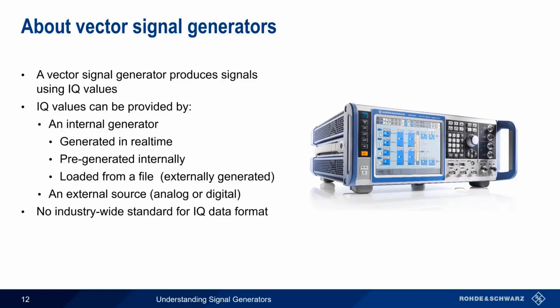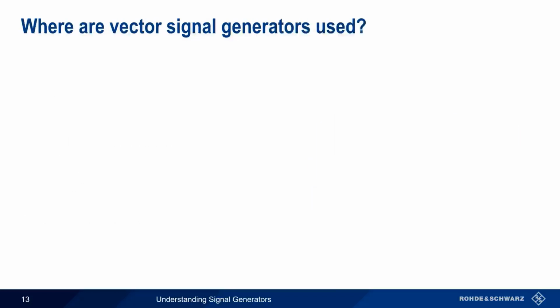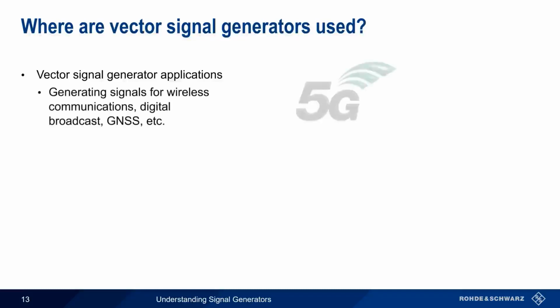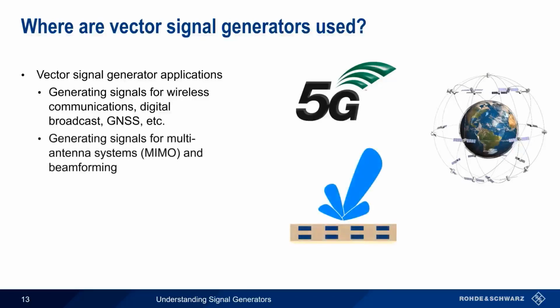One last important note, you'll often hear the term baseband used to refer to IQ signals before they're converted to RF. So what are the most common applications for vector signal generators? Clearly, vector signal generators are needed whenever we're generating vector signals, such as those found in wireless communications, digital broadcast, GPS, and other global navigation systems. Vector signal generators can also be used to generate multiple signals to simulate multi-antenna systems, such as those used in MIMO, or multiple in, multiple out, and in beamforming applications.